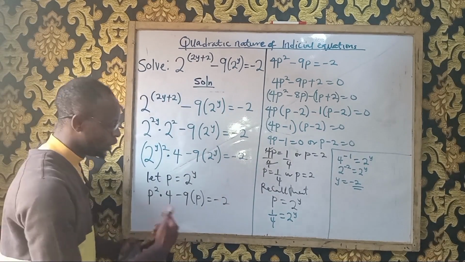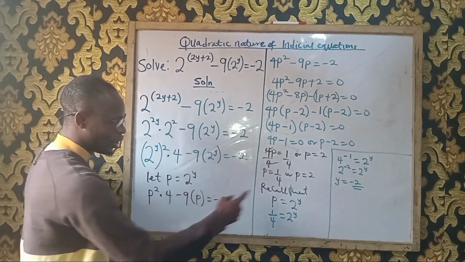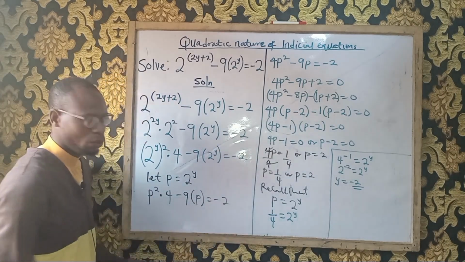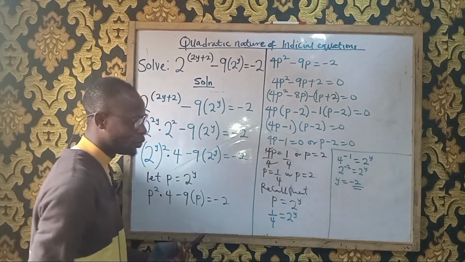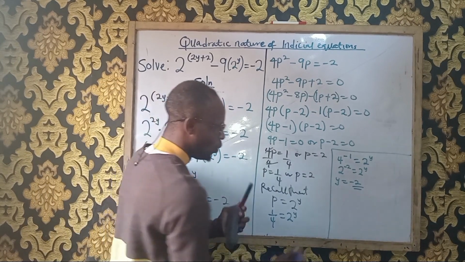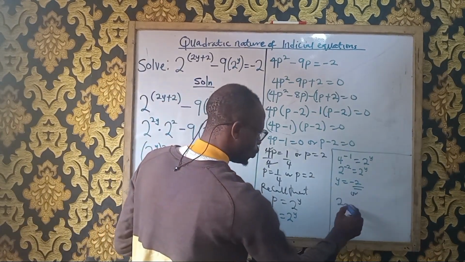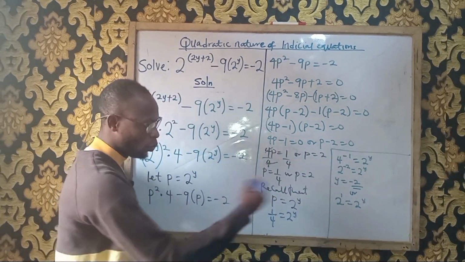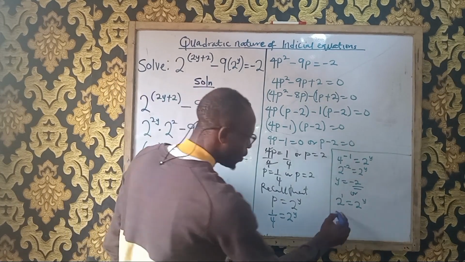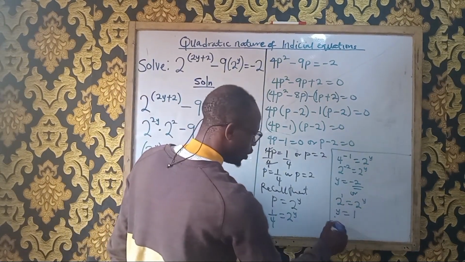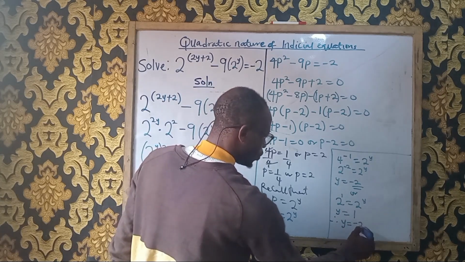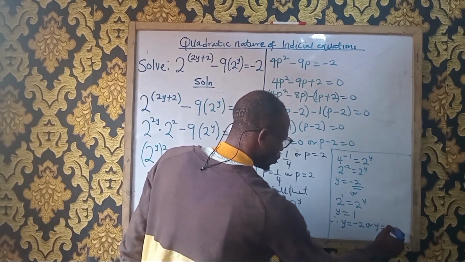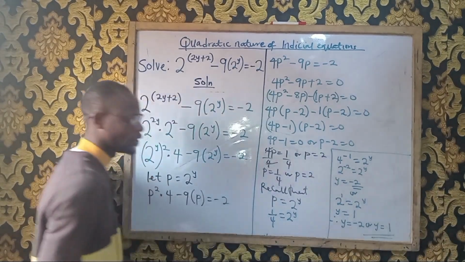So the next one is, we also recall that we've gotten the value of p to be 2 as well. We have used 1 over 4, we have to use the second value. So when p is equals to 2, we are going to have 2 is equals to 2 raised to power y. Of course, this is the same thing as saying 2 raised to power 1. So when you equate the power, since the bases are the same, y is going to give you 1. So therefore, we can conclude that y equals to minus 2, or y equals to 1. That is our final answer to that problem.